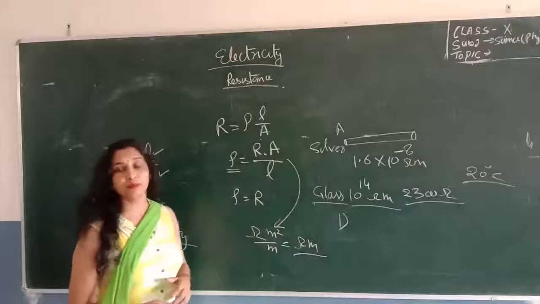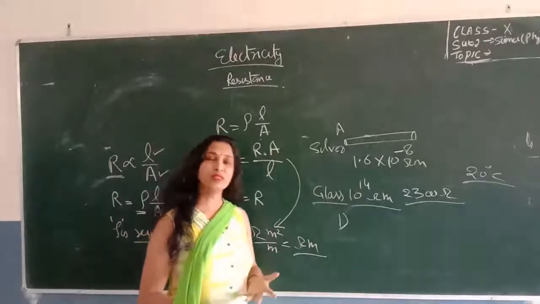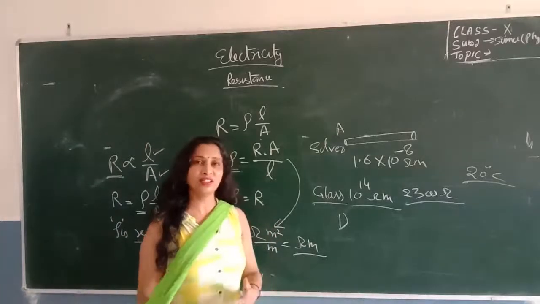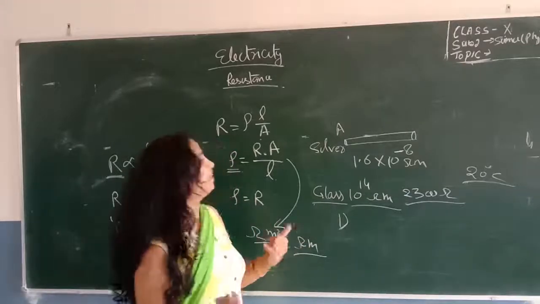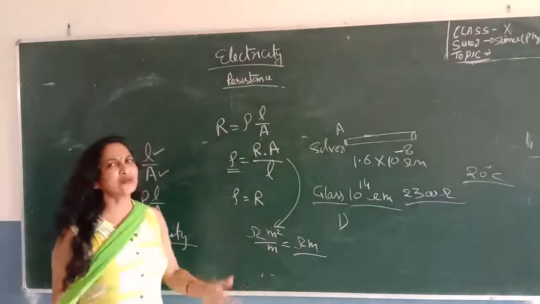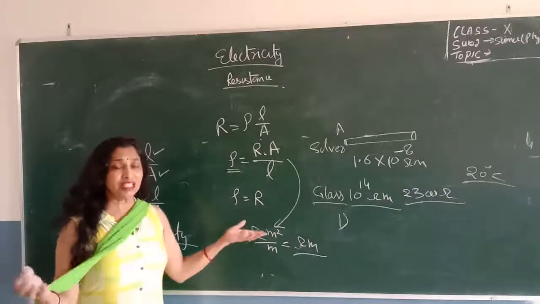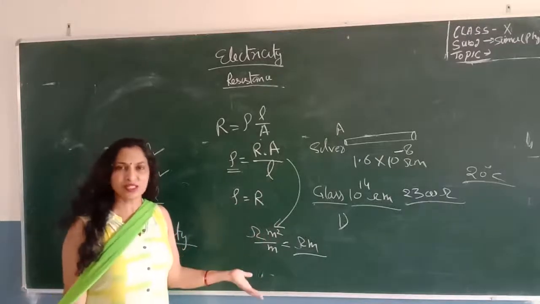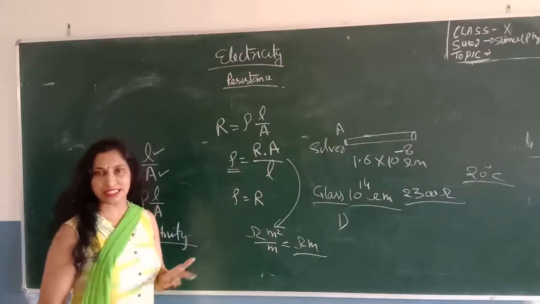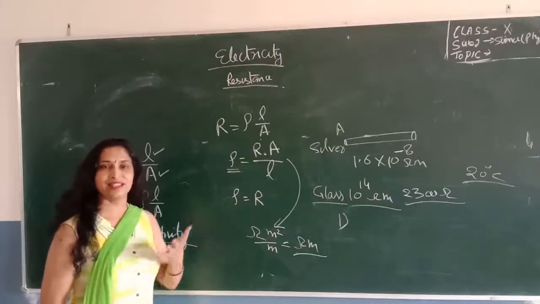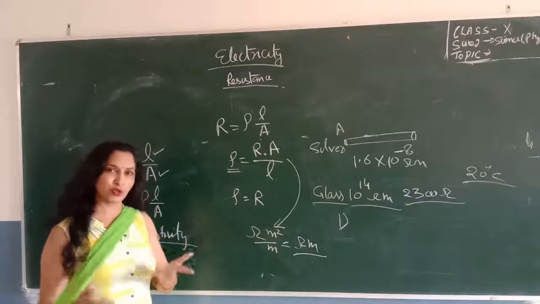The question can be: why don't we use an insulator, which has a very high resistivity? You will answer this yourself. Why don't we use an insulator as a heating element? If we need a high resistance, then we should use insulators. Insulators have very high resistance. Then why don't we use insulators as heating elements? This is my question.